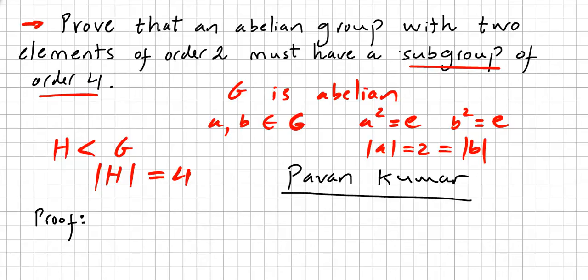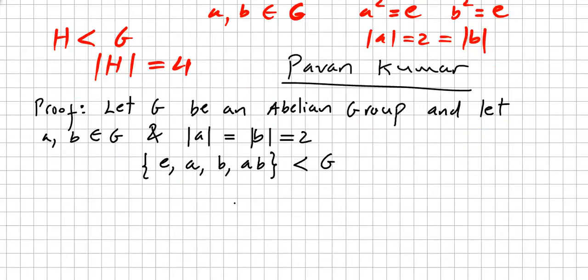An Abelian group with two elements of order 2 must have a subgroup of order 4. So let G be an Abelian group, the one given in the question, and let A and B be elements in G, and the order of A equals the order of B equals 2. So A times A, you get the identity, so the order of A is 2. And B times B, you get the identity, so the order of B is 2. So A and B have the same order.